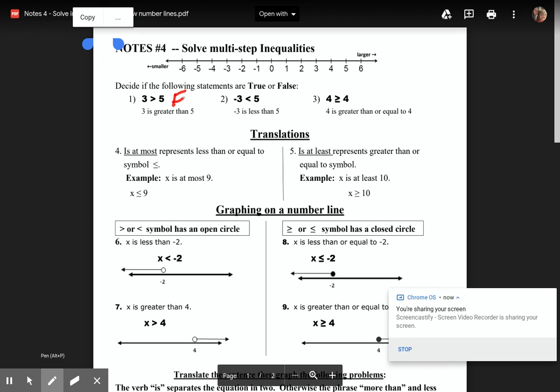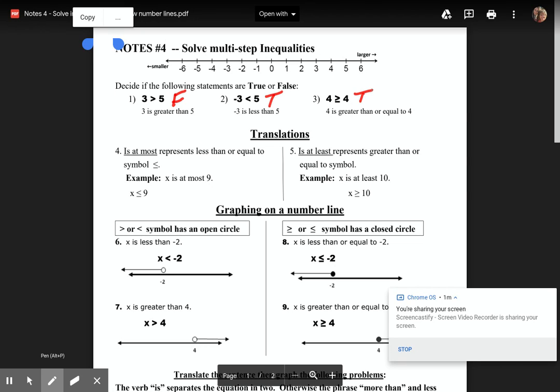Is negative 3 on number 2 less than 5? So a negative is always less than a positive, so this is true. And on number 3, is 4 greater than or equal to 4? Well, it's not greater than, but it is equal to. So this would be a true statement. All right, let's go ahead and take a look at the translations.